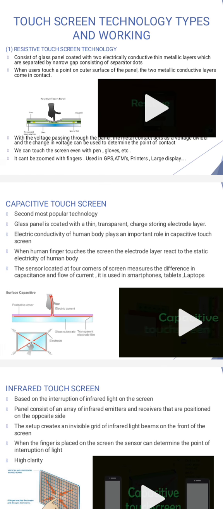When voltage passes through this panel, the metal contact acts as a voltage divider, and there is a voltage change. In the case of a resistive touch screen, we can use the screen with a pen, gloves, etc. It is used in ATMs. Mainly this resistive touch screen technology is used in ATMs, printers, etc.